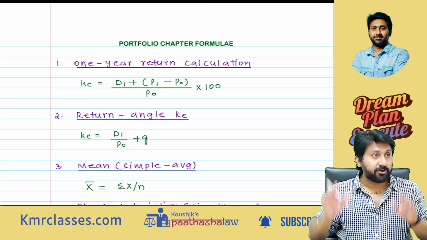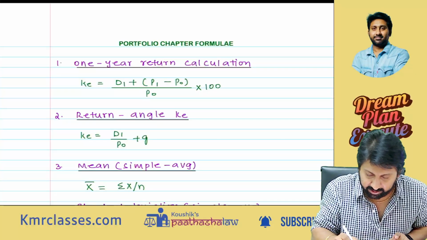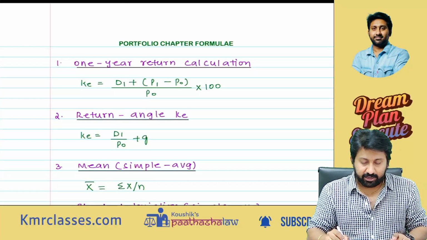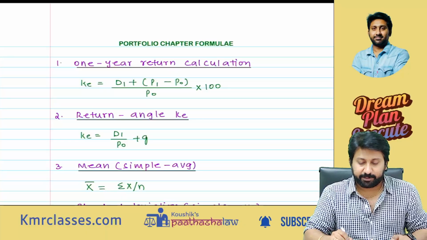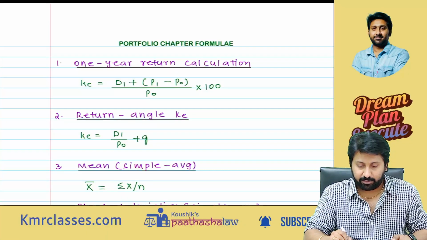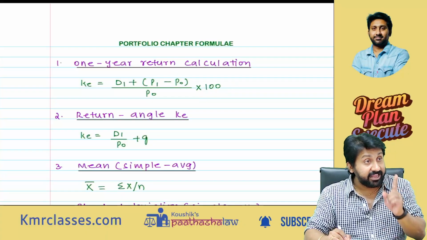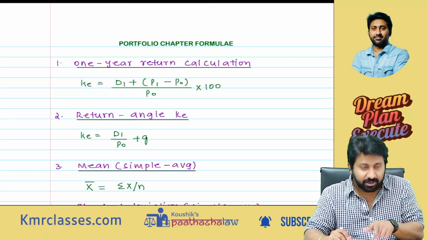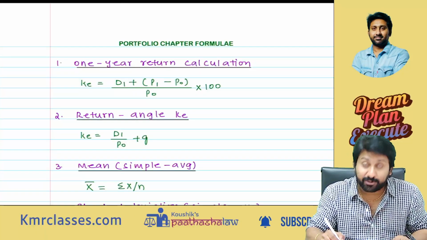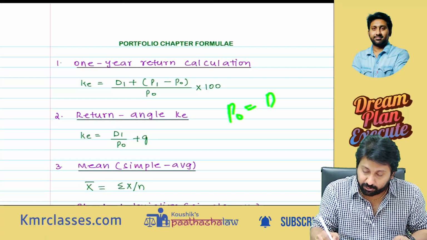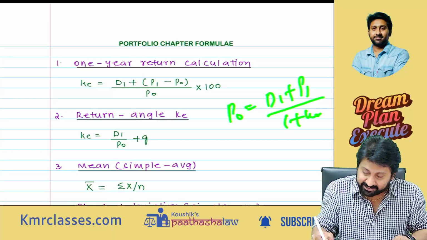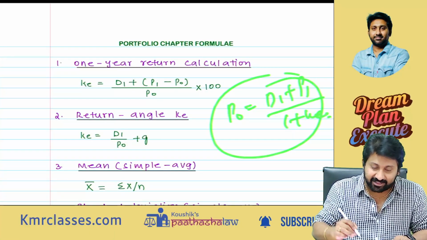Let us see the portfolio chapter formula revision. Okay. See. First one. KE: D1 plus P1 minus P0 whole divided by P0 into 100. Okay. This is one way. This is for 1 year KE calculation. Sir, this is not a new formula. For your kind information, I told you one formula, P0 equal to D1 plus P1 divided by 1 plus KE, in the beginning of the video. That reversal is this formula.